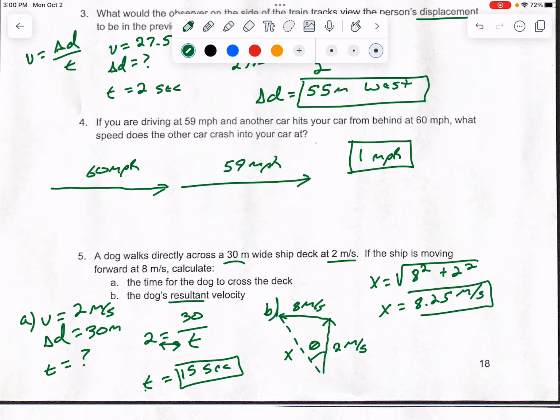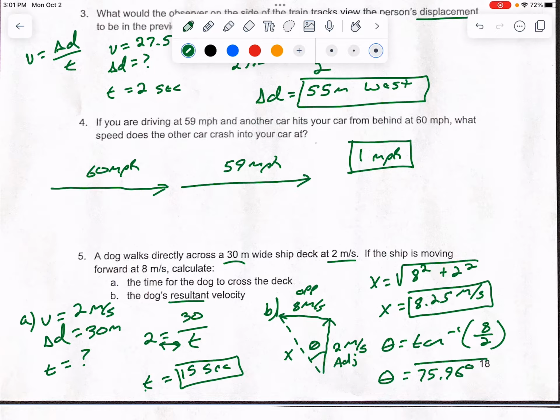Now that's your hypotenuse. We've got to find our angle now. So our angle, what we've been doing is I have my opposite, that is your 8, and I have my adjacent, that is your 2. So we're going to do that inverse tangent: opposite over adjacent, so 8 over 2. So our angle is going to come out to be 75.96 degrees. And we're not going to worry about direction on this one. We'll just go with that angle there.